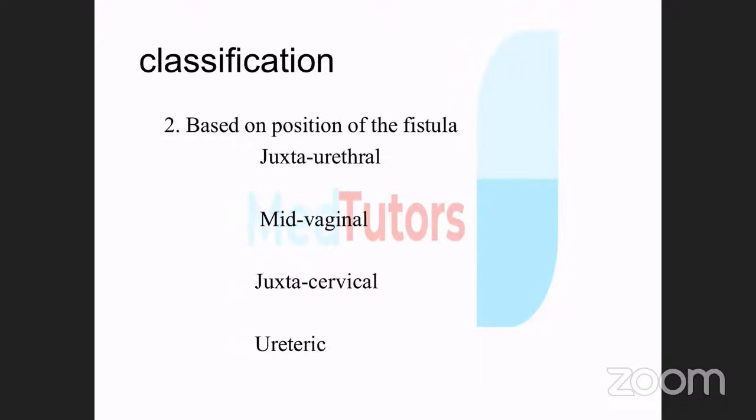Based on the position, that's the anatomic location of the fistula, it can be juxta-urethral, where it is within 2 to 4 centimeters of the urethral opening, can be mid-vaginal, juxta-cervical within 4 centimeters of the cervix, or ureteric, when it is the ureter that is involved and has a connection with the vagina. In that case, mainly the injury occurs at the region of the trigone, and therefore the ureter that is just entering the bladder will just have a direct connection with the vagina.